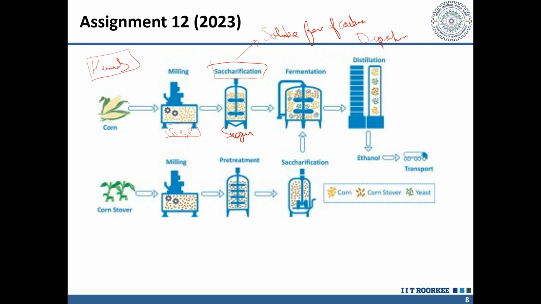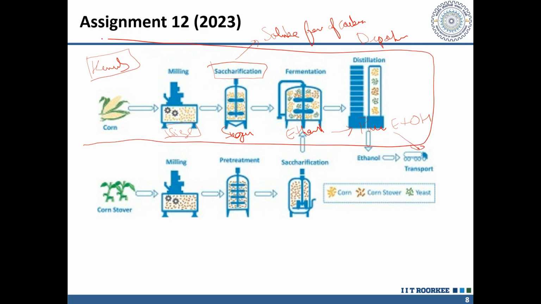As we are making sugar out of it, we call it the saccharification method. After saccharification, we do fermentation, and this fermentation is used to produce ethanol. This ethanol can be purified with the help of distillation so that we can get high purity ethanol, and this high purity ethanol can be transported. But this first process utilizes only corn kernels and not the leaves, stems, or stover.